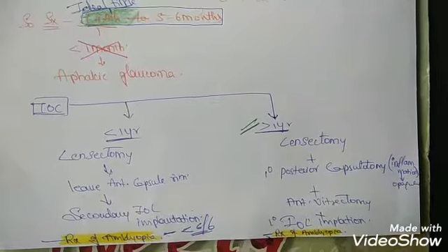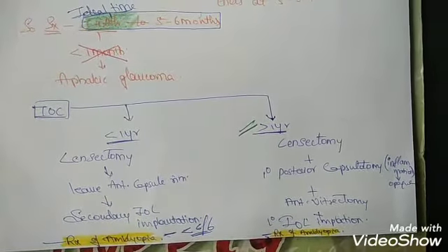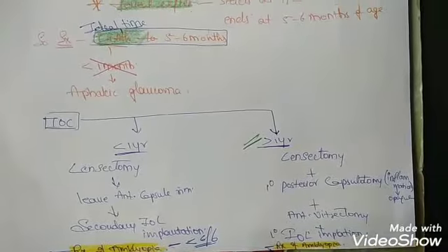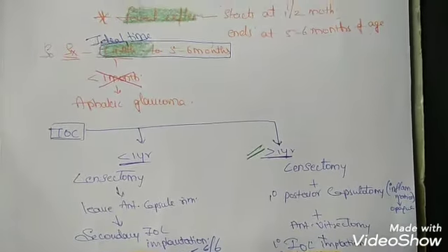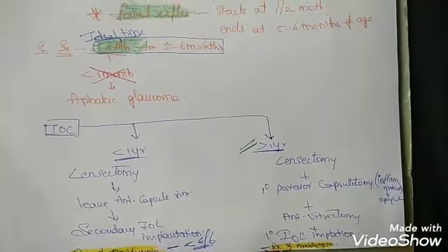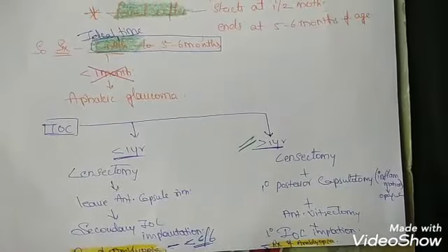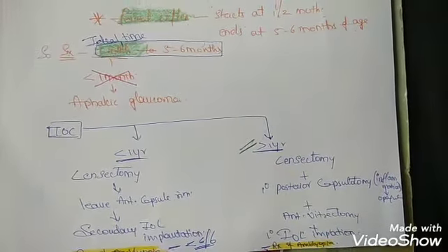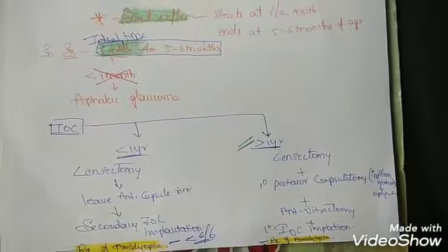In case of more than 1 year, the treatment is lensectomy plus primary posterior capsulotomy. That is, primary means in the first sitting itself, you remove the posterior capsule. Why? Because if you do the lensectomy, there may be more chances of getting posterior capsule opacification due to intense inflammation over there.